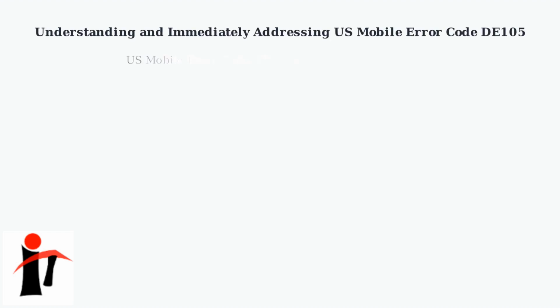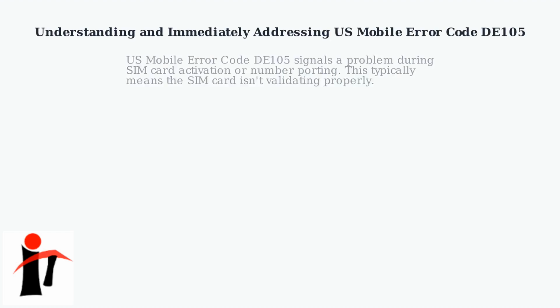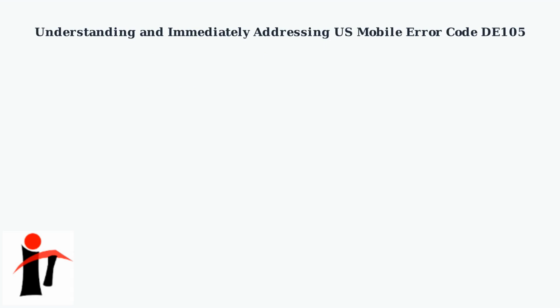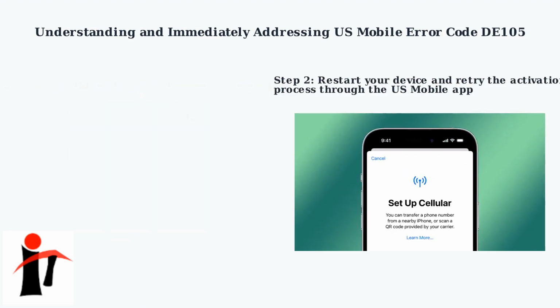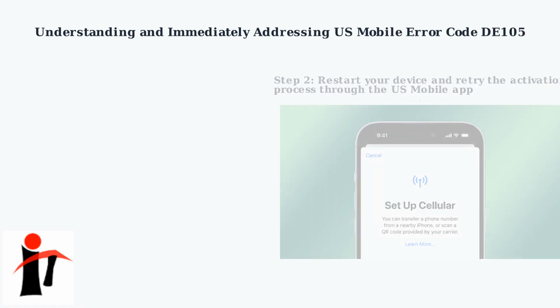U.S. Mobile error code DE105 signals a problem during SIM card activation or number porting. This typically means the SIM card isn't validating properly. First, ensure your SIM card is correctly inserted and undamaged. Next, restart your device and retry the activation process through the U.S.